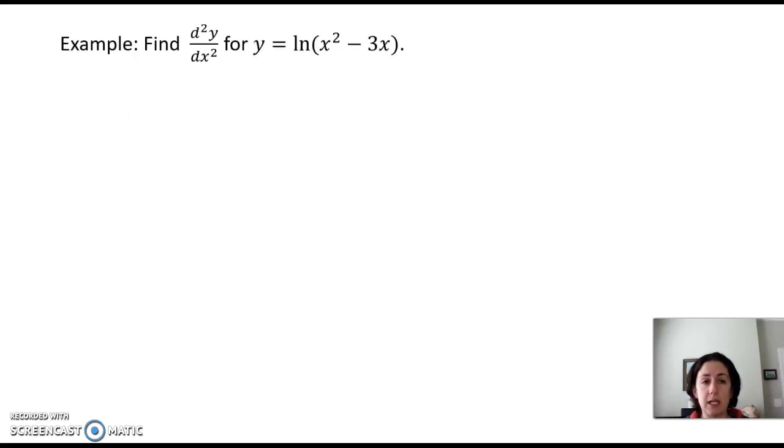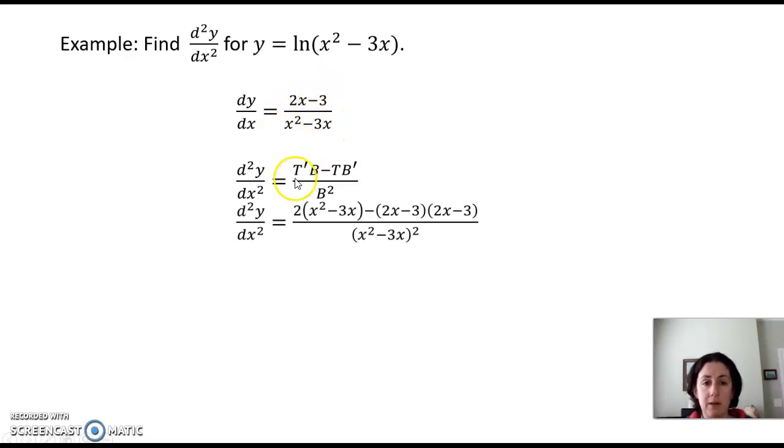Let's find d2y over dx2 for y equals the natural log of x squared minus 3x. Remember what this means. This is the derivative of y twice with respect to x both times. This is asking us to differentiate y 2 times, or find the second derivative, both with respect to the variable x. In order to find the second derivative, we're going to need the first derivative. The derivative of the natural log of an inside function is the derivative of the inside function over the inside function. And now when we go to take the second derivative, we're going to have to use our quotient rule. The derivative of the top times the bottom minus the top times the derivative of the bottom all over the bottom squared. So the derivative of the top is 2 times the bottom is x squared minus 3x, minus the top is 2x minus 3 times the derivative of the bottom is 2x minus 3, all over the bottom squared.